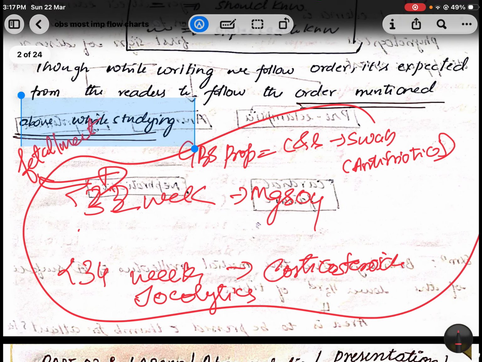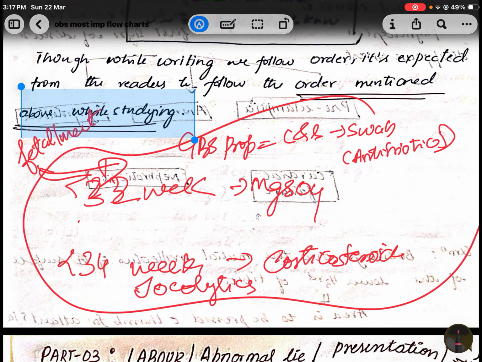Correct. So again, one more important thing is, if there is no complication, you obviously deliver at 39 weeks.